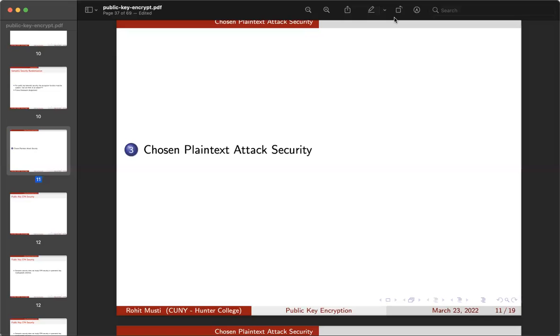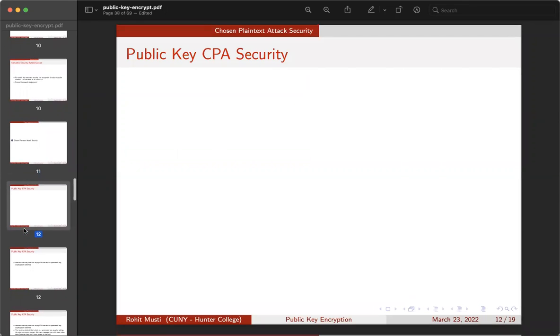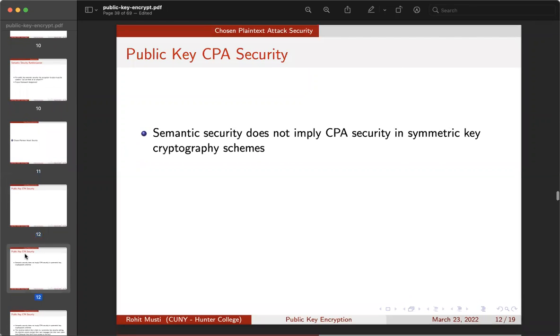All right, we are back together, class. Resume share. Great. Okay, so we just reviewed semantic security. Now let's talk about chosen plaintext attack security. Oh, I lost the chat. There it is. Okay, so public key CPA security.